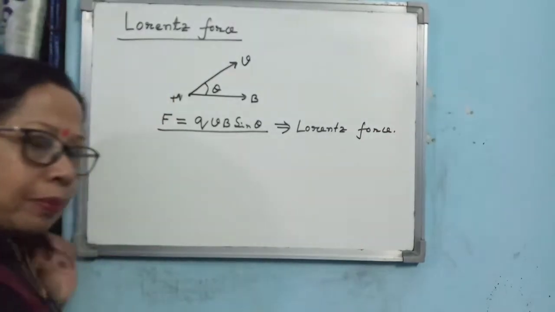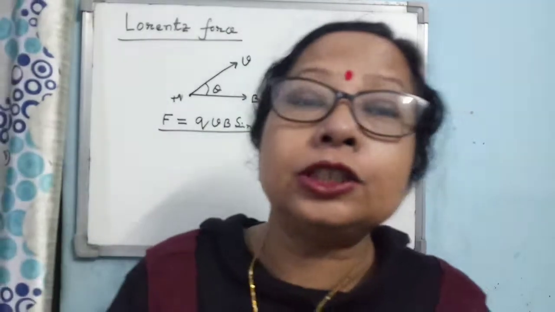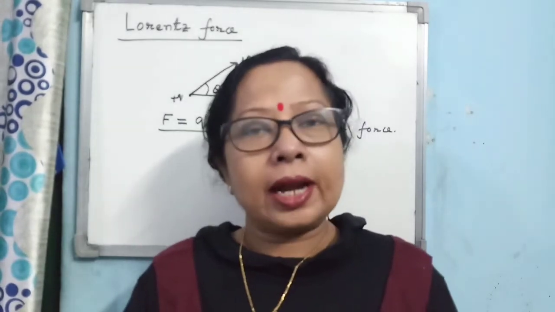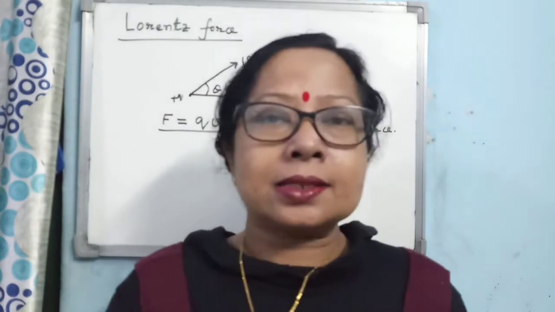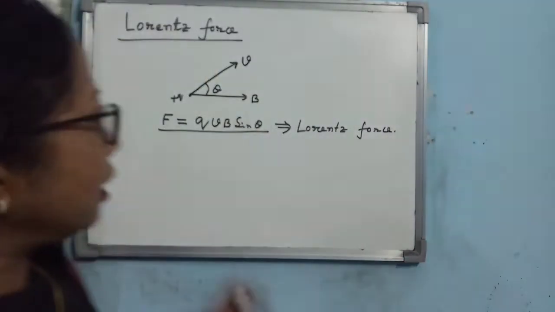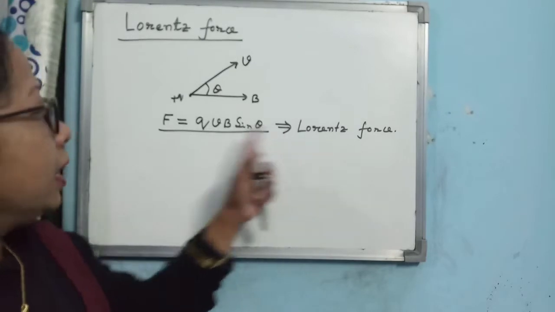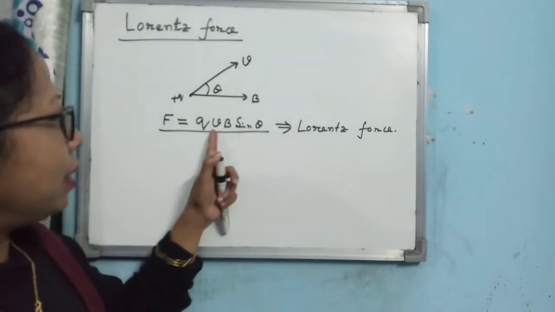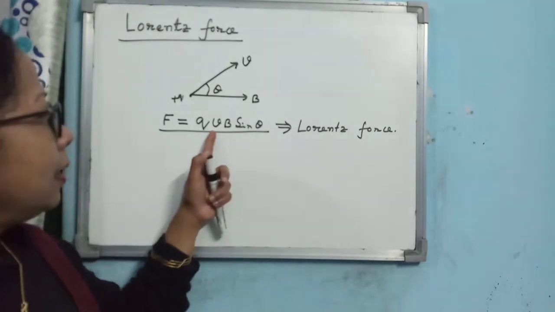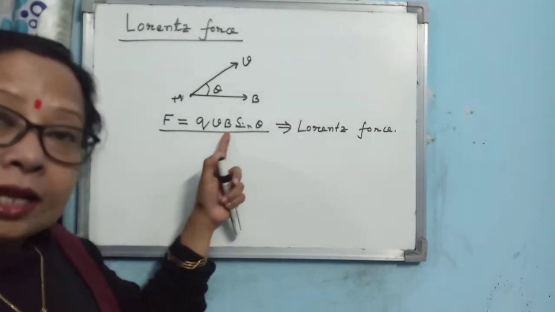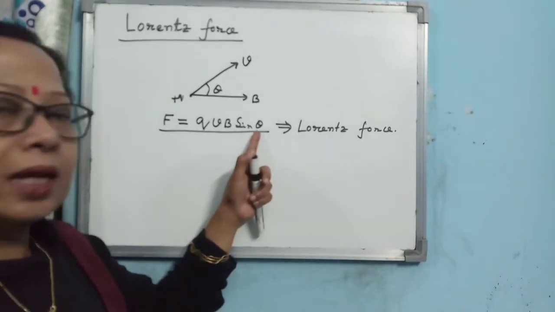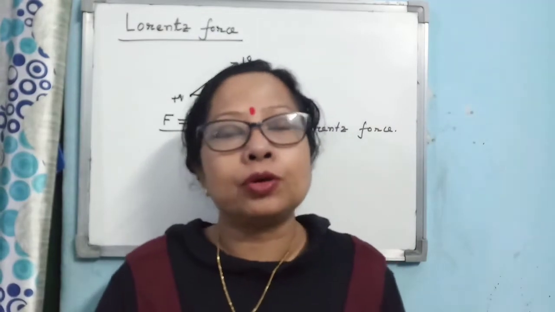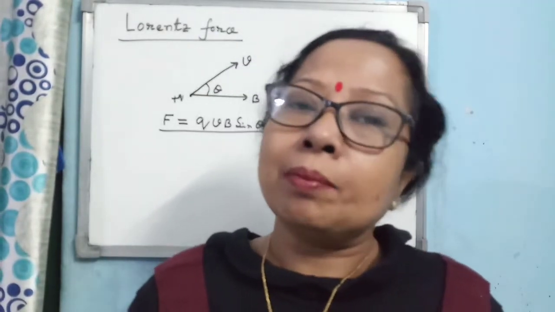So what is the basic concept? That when a charged particle moves in a magnetic field, it experiences a force which is given by, according to Lorentz, Q, the amount of charge present in the particle, multiplied by V, the speed of the particle, then B, the magnetic field strength, and sine theta. What is theta? Theta is the angle between the direction of motion of the charged particle and the magnetic field.